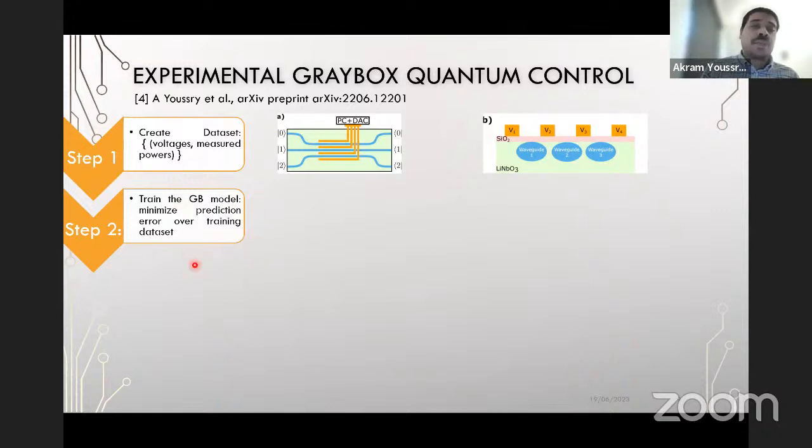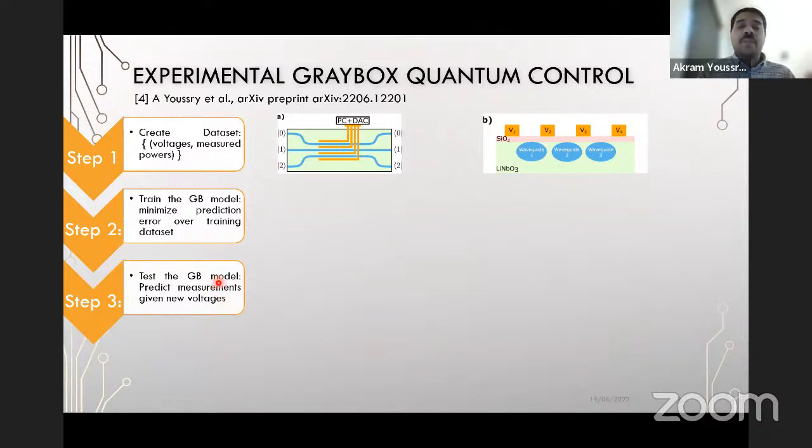And we train the Graybox over this data set. And then we test the Graybox. So how do we test it? We make the model predict a set of new voltages. These new voltages were not in the training set. And this is important because we don't want the neural network to memorize the examples you have. We need to have a structure that generalizes. So if I put new inputs, it can correctly predict the outputs. So this is what we do.